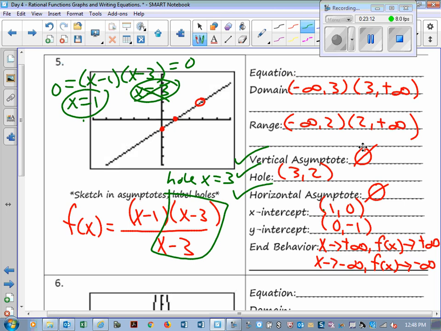If we were going to do our y-intercept, x would be 0, and negative 1 times negative 3 would be 3, over negative 3 would be negative 1. So, check and check for our intercepts, right? Okay, Naomi made a good point. We got to check the y-coordinate of our hole.